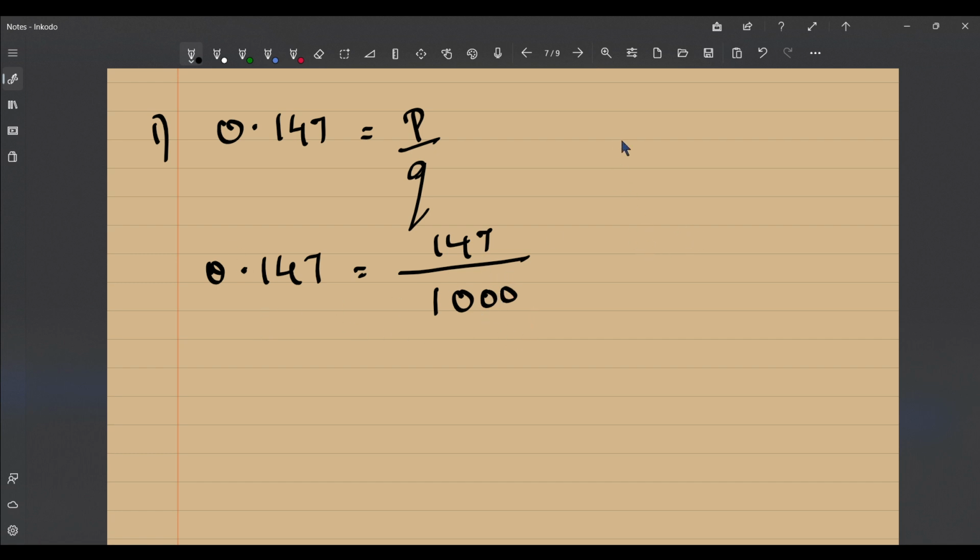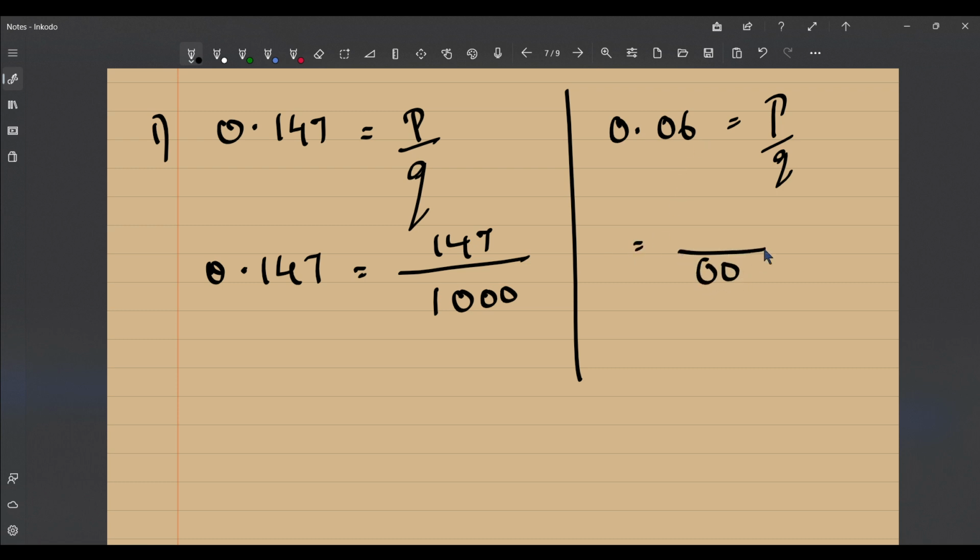And let me show you one more example. Maybe if you have a number 0.06, how do you represent it in the p by q form, in the fractional form? Just count the number of decimal places. It is 2, so 2 zeros which follow the 1, so that is 100, and the numerator has this number 6, isn't it? So it's 6 by 100. 6 by 100 is equal to 0.06.